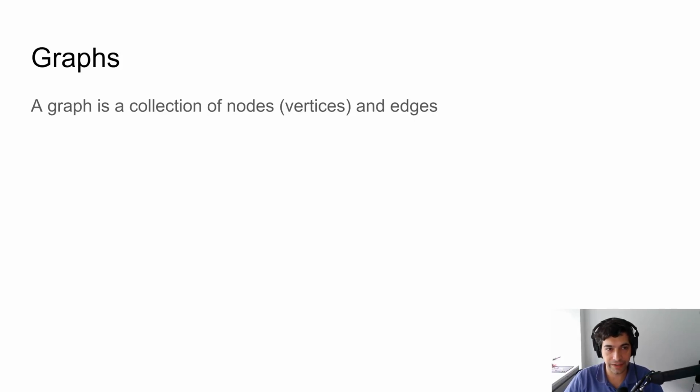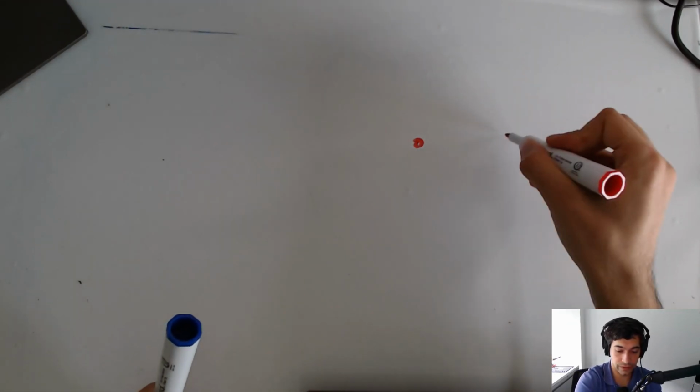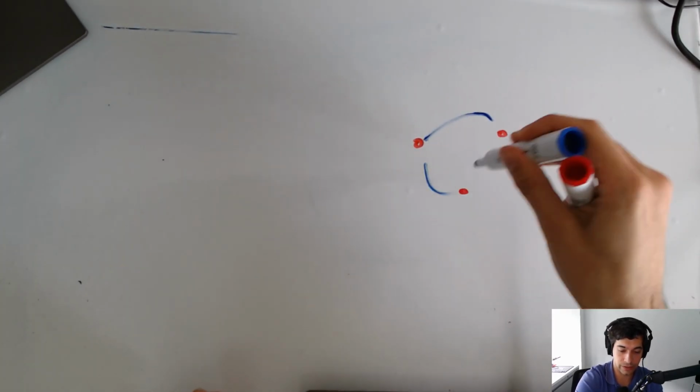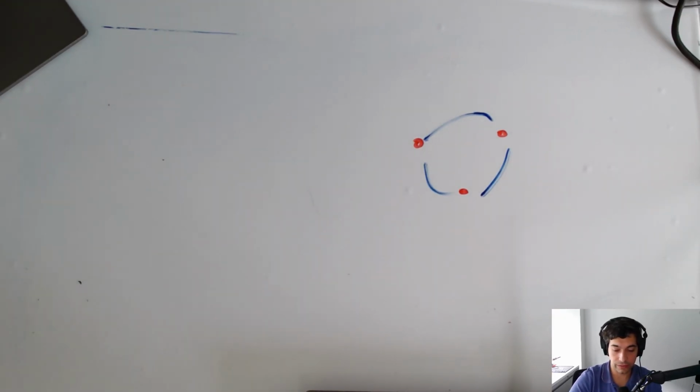All right, what is a graph? A graph is a collection of nodes, which are also called vertices, and edges. So we saw some examples in the text. We'll have our nodes. These look like dots, and our edges. And the edges connect the nodes.